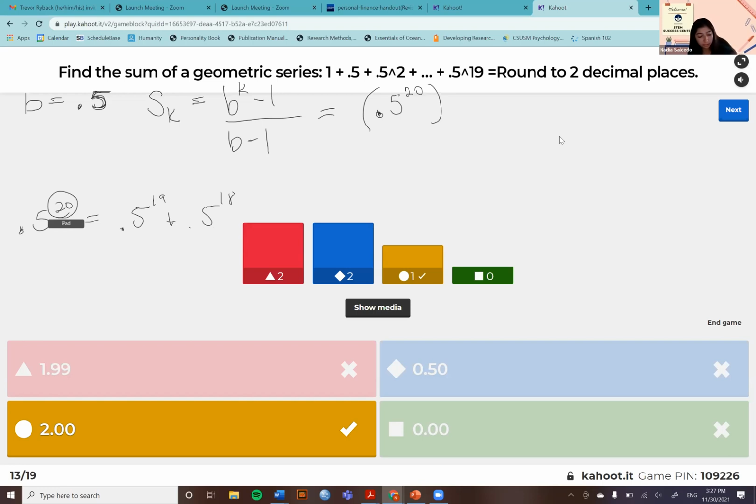So we're going to write it like that, minus 1, and then all of that divided by 0.5 minus 1. And that gives you 1.99, I believe. And then once you go ahead and round that up, it gives you 2.00 when you round it to 2 decimal places.